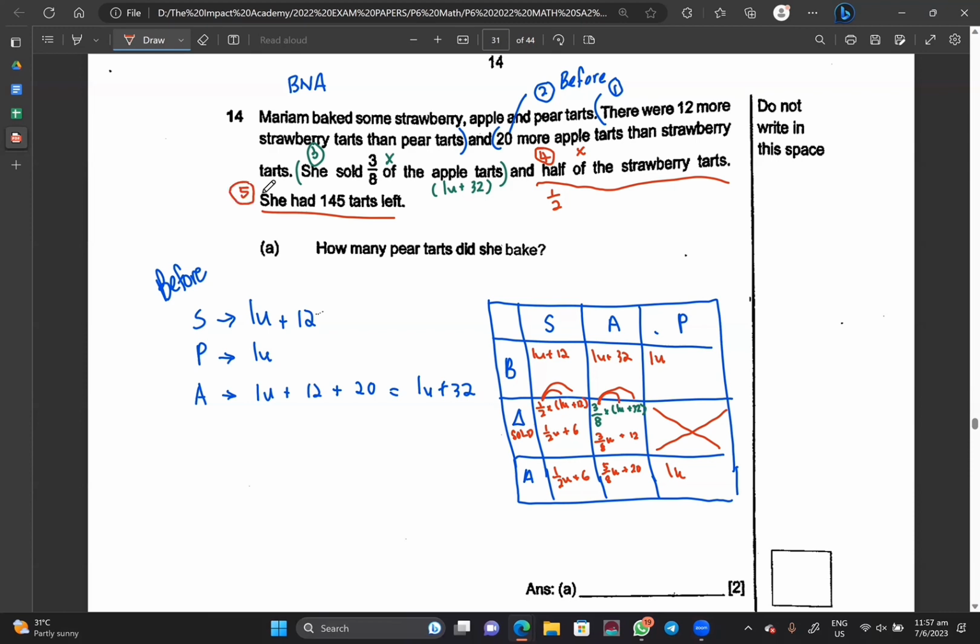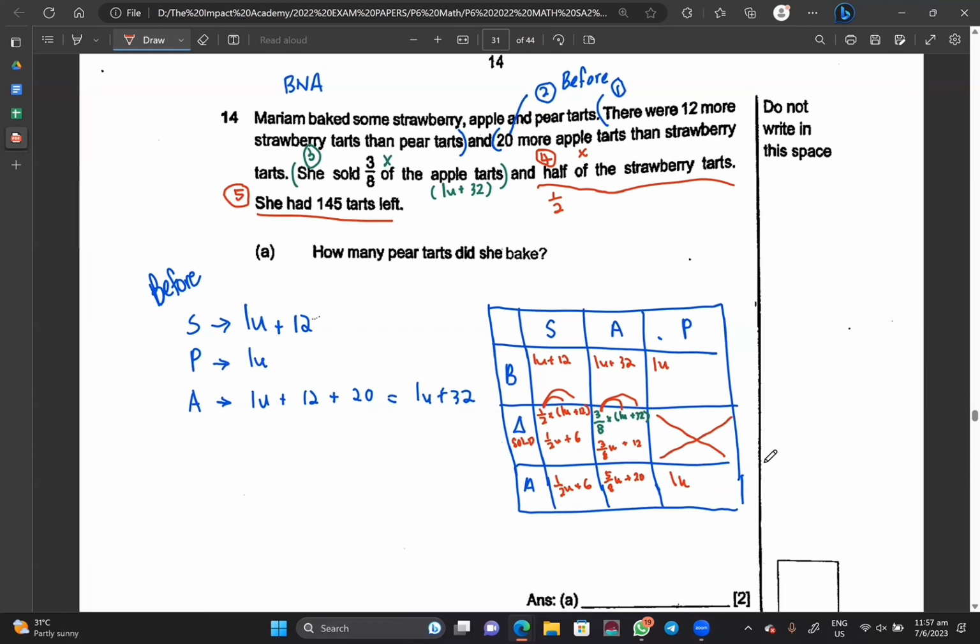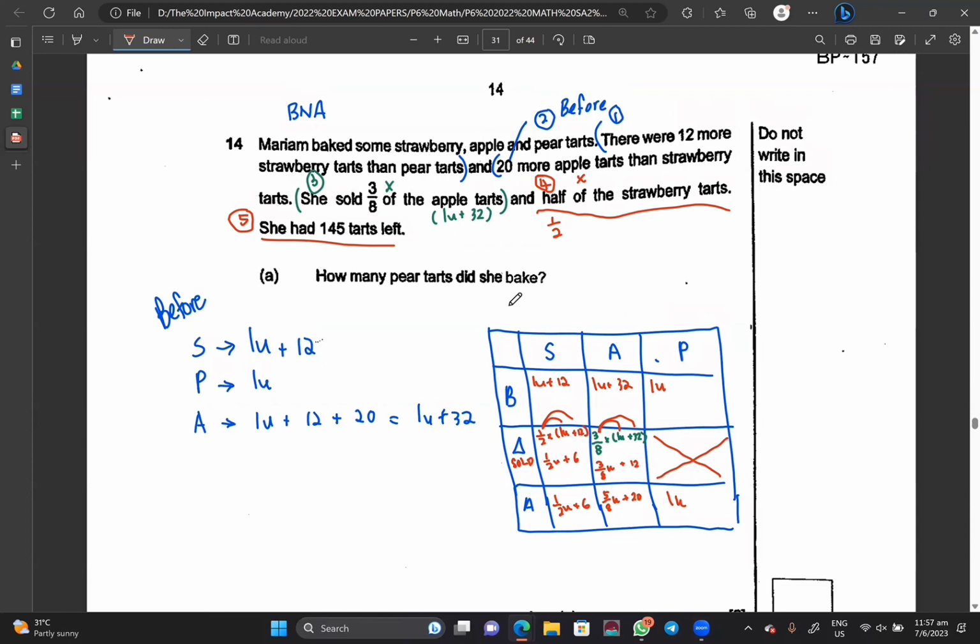They say that she had 145 tarts left. So if I were to tell you that left is in the last row, you will tell me that this is 145. So what we want to do is add all of them up together in the last row. We say that half a unit plus 6 is what I have left for strawberry, plus another 5/8 units plus 20 is what I have left for apple. And finally, we plus 1 unit, and that is what I have left for pear, equals 145.